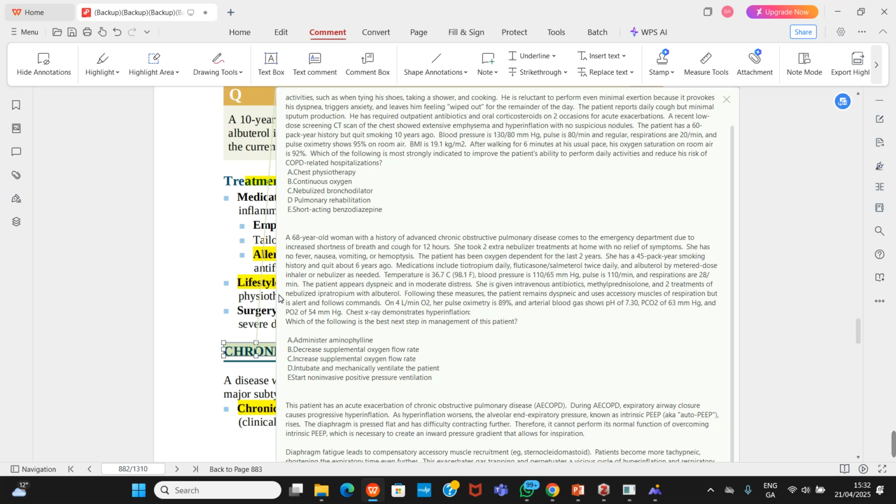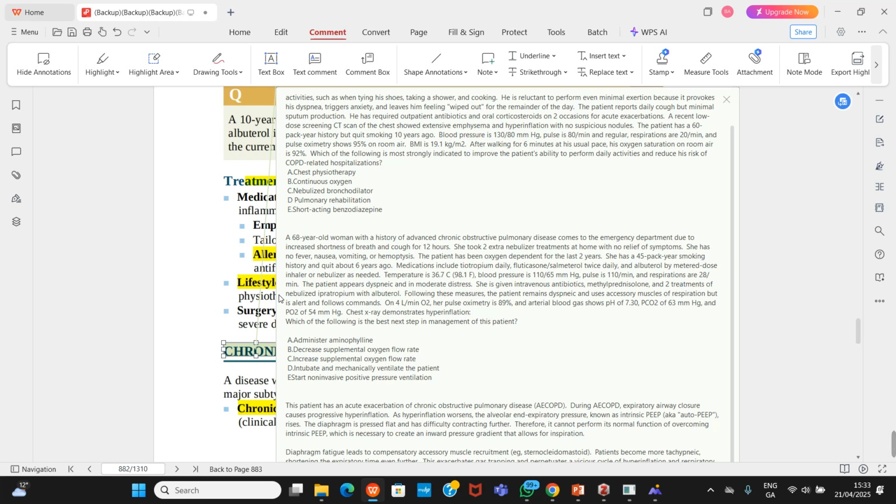Medications include tiotropium daily, fluticasone, and albuterol metered-dose inhaler or nebulizer as needed. Vitals are normal. The patient appears dyspneic and in moderate distress. She was given antibiotics, methylprednisolone, and 2 treatments of nebulized ipratropium with albuterol. Following these measures, the patient remains dyspneic and uses accessory muscles of respiration, but is alert and follows commands.